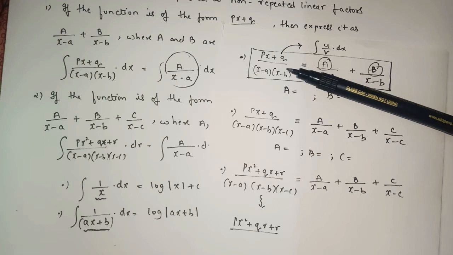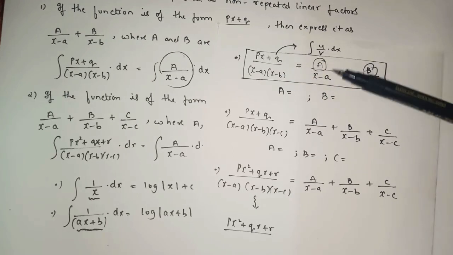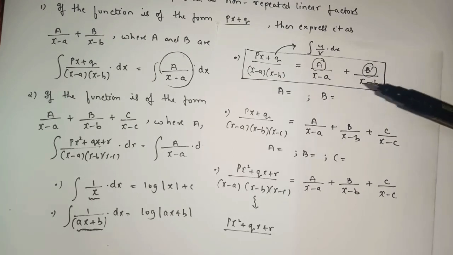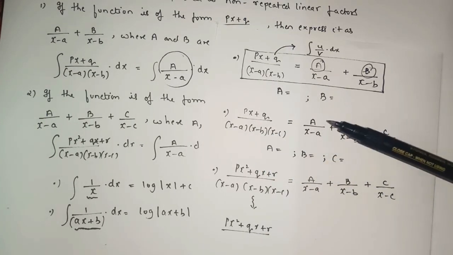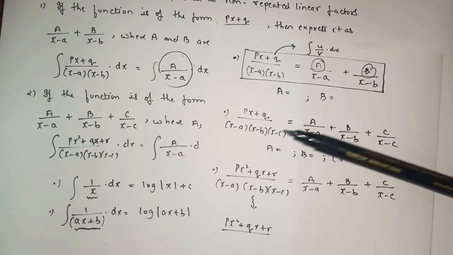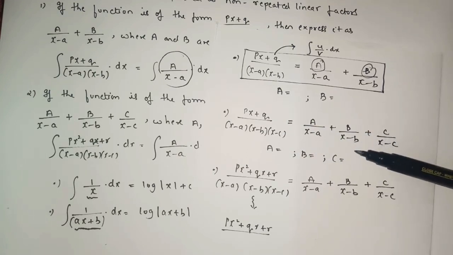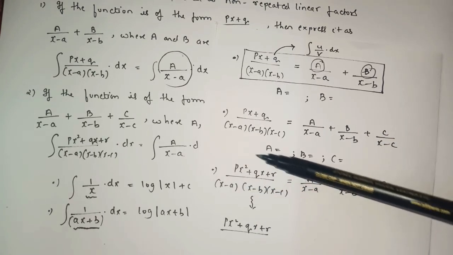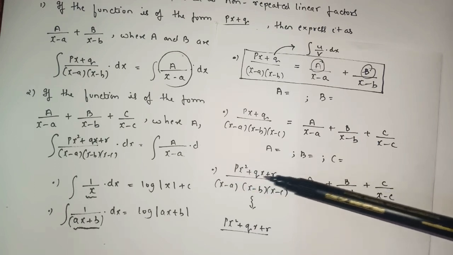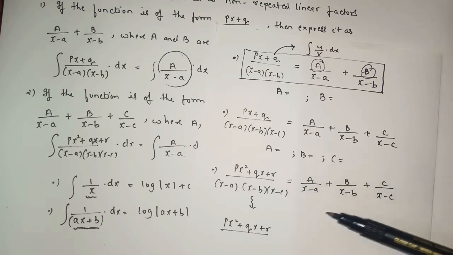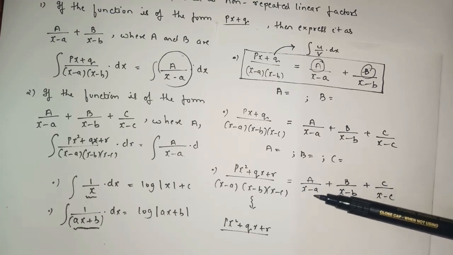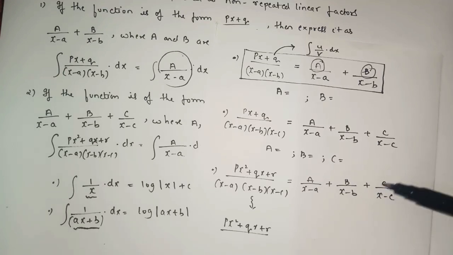Sometimes the function will be in this form, so you will express it as a upon x minus a plus b upon x minus b. Sometimes you will have three non-repeated linear factors, so you will express it as a upon x minus a plus b upon x minus b plus c upon x minus c. Sometimes you will come across a quadratic equation in the numerator and non-repeated linear factors in the denominator. Okay, so you will express this as a upon x minus a plus b upon x minus b and c upon x minus c, where you will get the value of a, b, c.